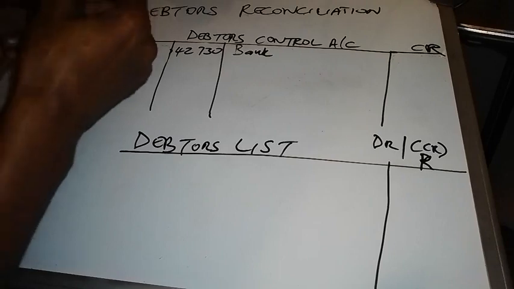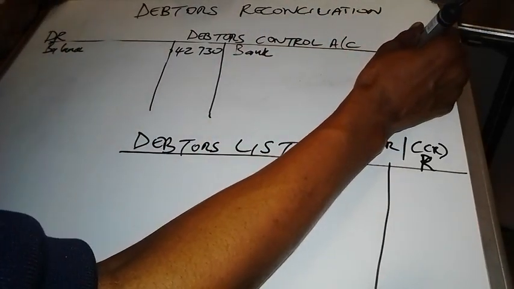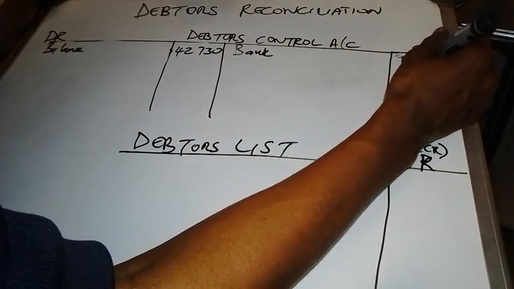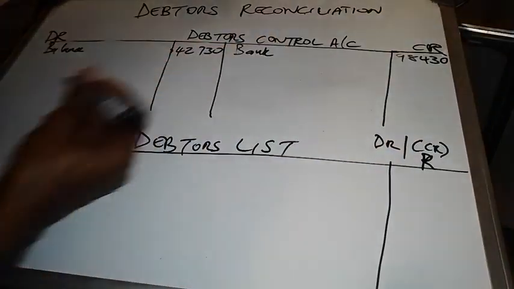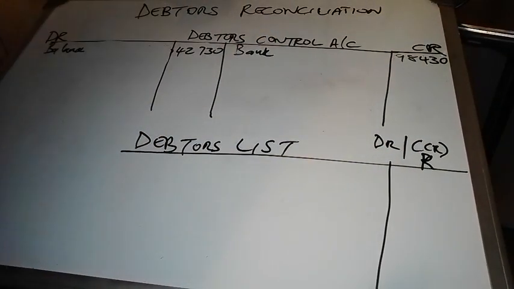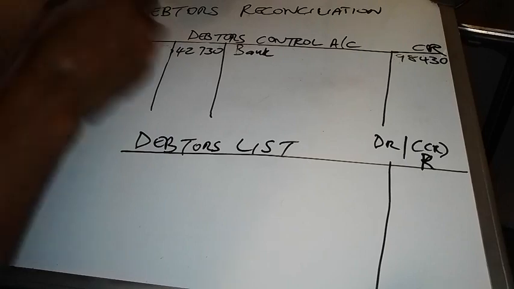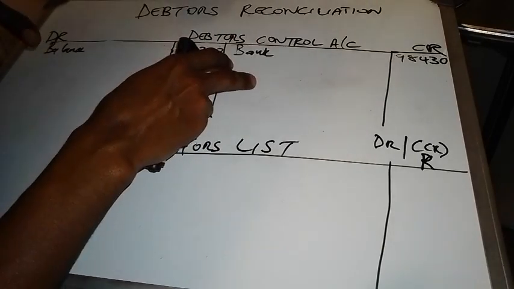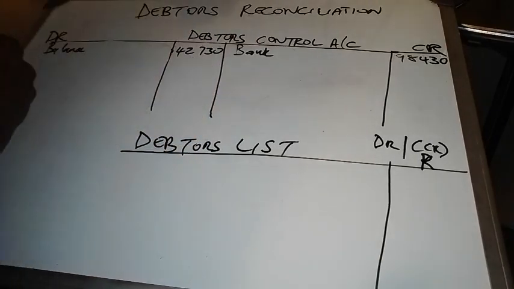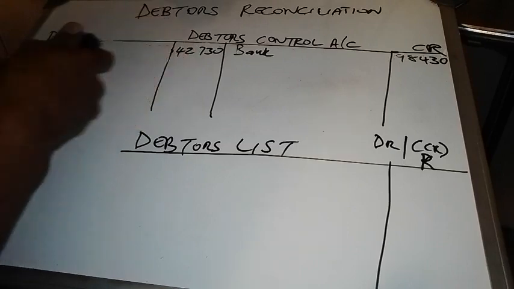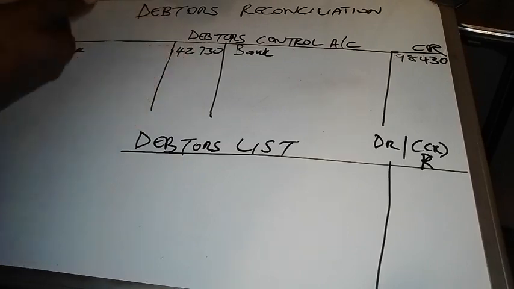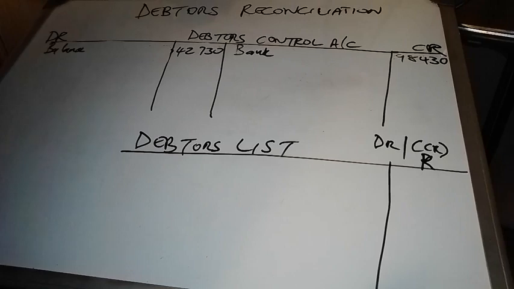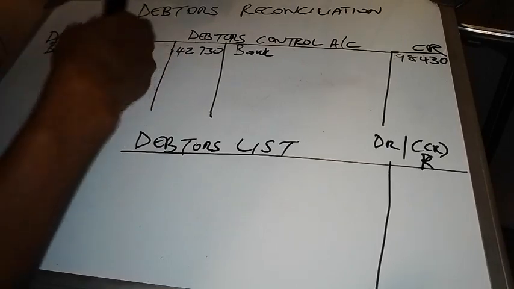Now, how much is the bank? It's 98,430, right? So that's your bank column. I mean your debtors column in the CRJ. Now the next item is cash sales. Cash sales do not fall under debtors control. We're not going to include them because they are cash sales. Cash sales have nothing to do with debtors because there is no credit. Only credit sales will be included here.